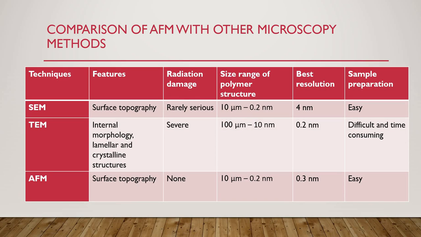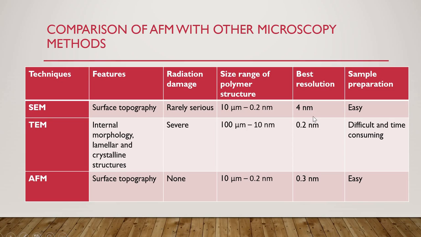Next is comparison of AFM with other microscopic methods. In SEM, we can determine the surface topography. In TEM, we can determine the internal morphology, lamellar and crystalline structure, while in AFM, we can determine the surface topography. In SEM, the size range of polymer structure is 10 micrometer to 0.2 nanometer, while in TEM it is 100 micrometer to 10 nanometer, and in AFM the size range of polymer structure is 10 micrometer to 0.2 nanometer.